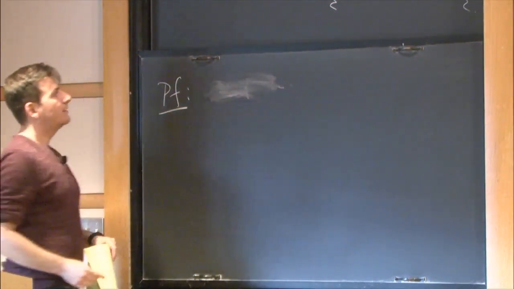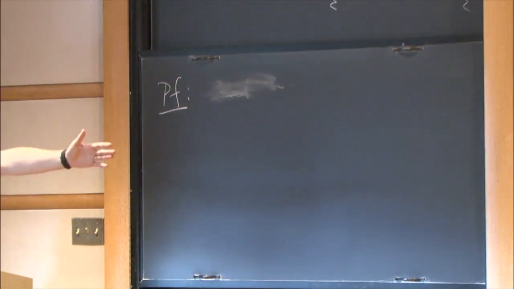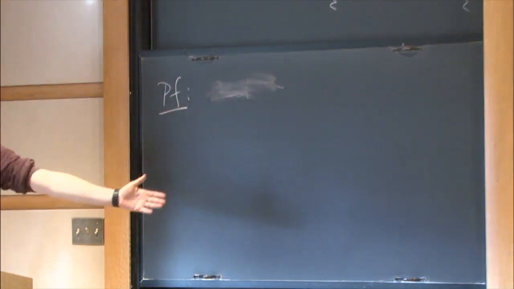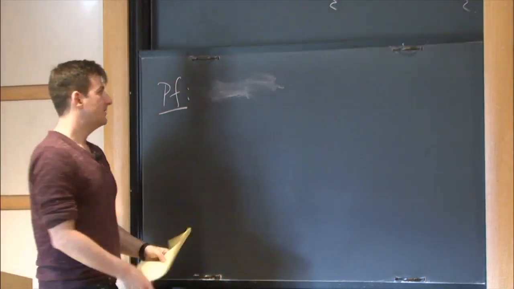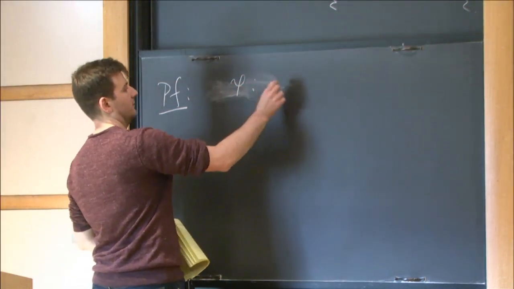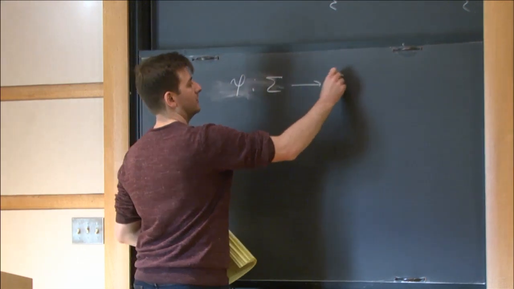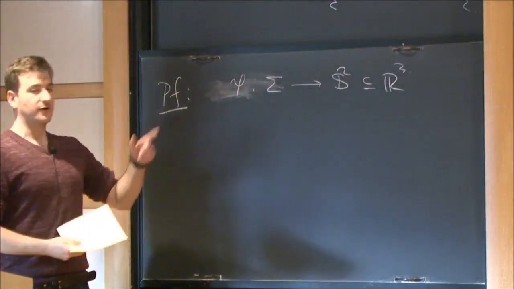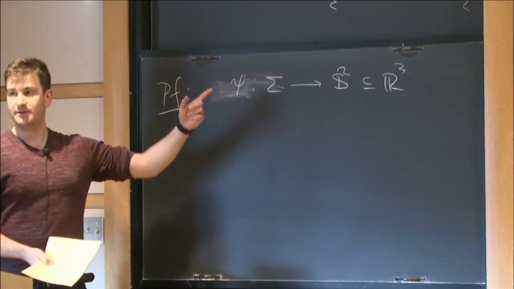So what do we do? We want to use a stability inequality, but we need to find functions which integrate to zero, right? So finding functions that integrate to zero is not always so easy. But what you do, right, so first of all, uniformization provides us a conformal map to S2.